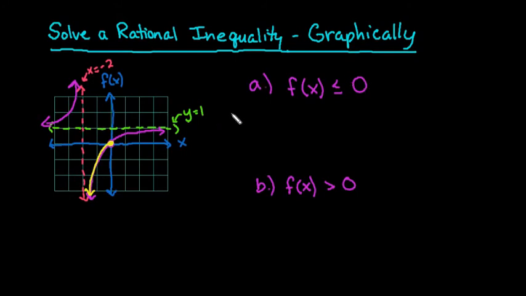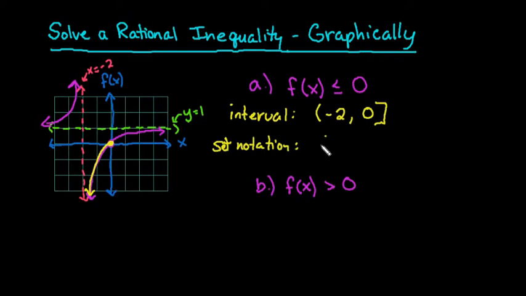So for interval notation, it would start getting closer and closer to -2. Remember that it will never actually touch -2, so it does not include -2. And it would go up to 0, and it includes 0, so we use a hard bracket for that one. If you're dealing with set notation, you would write it as x such that x is greater than -2 but less than or equal to 0.